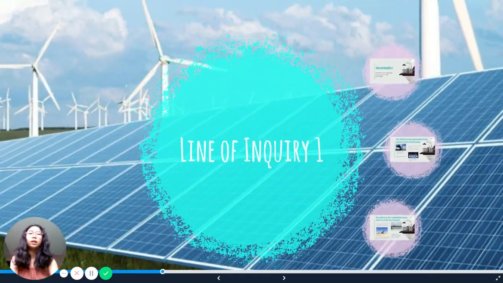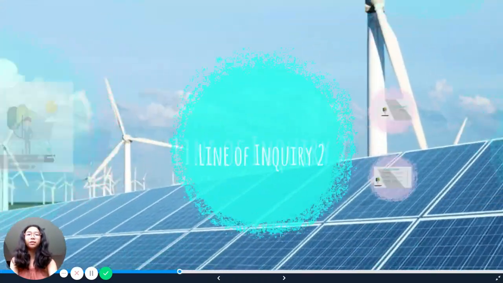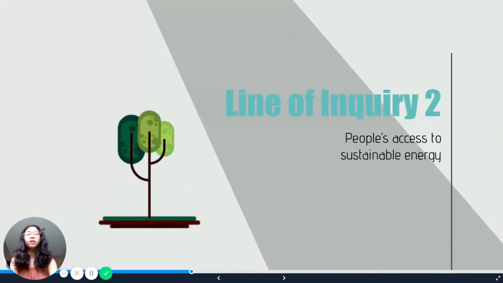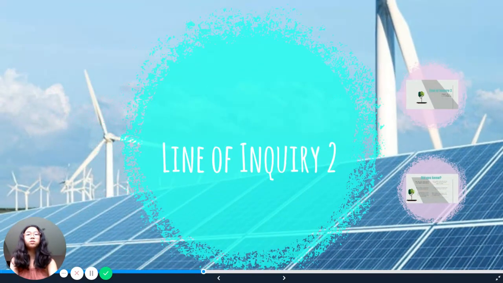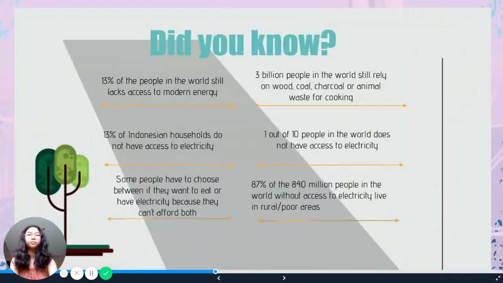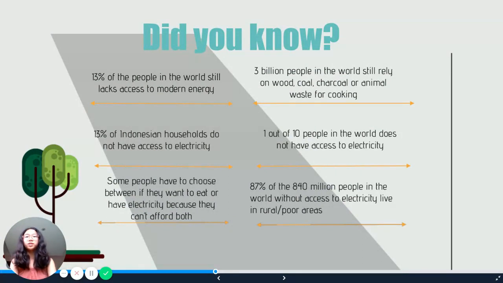So, now on to my second line of inquiry. My second line of inquiry is people's access to sustainable energy. Did you know 13% of people in the world still lack access to modern energy, and 3 billion people in the world still rely on wood, coal, charcoal, or animal waste for cooking.